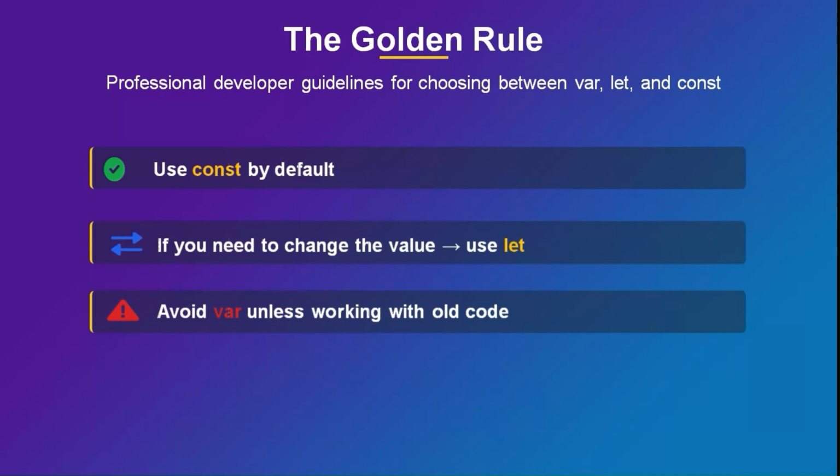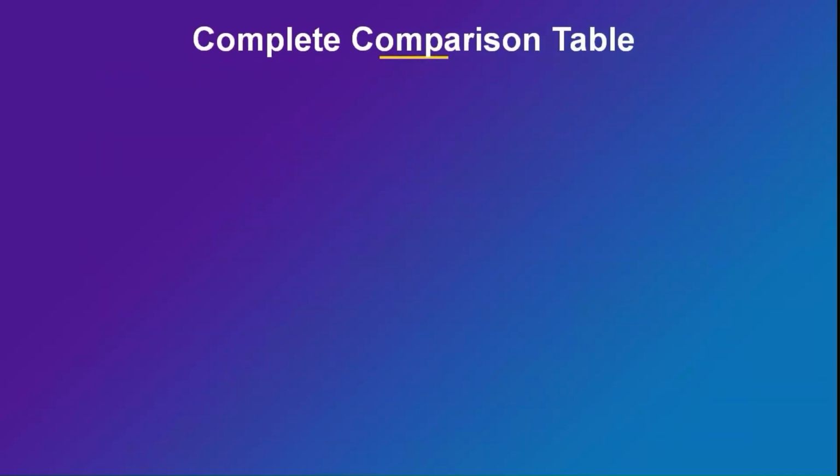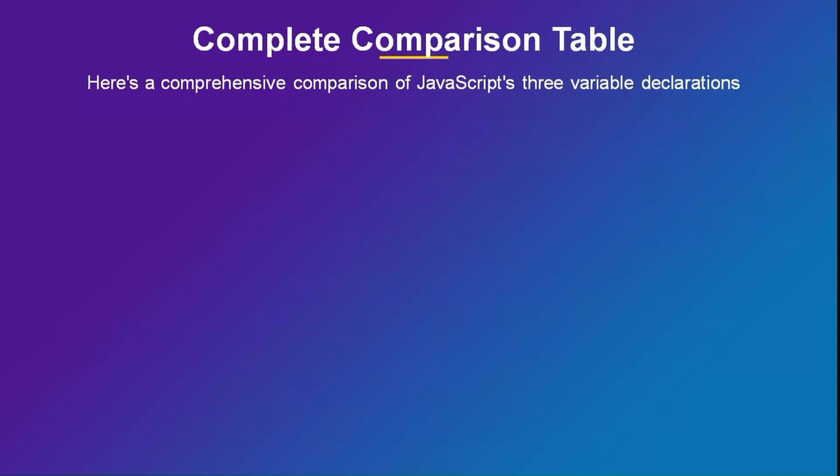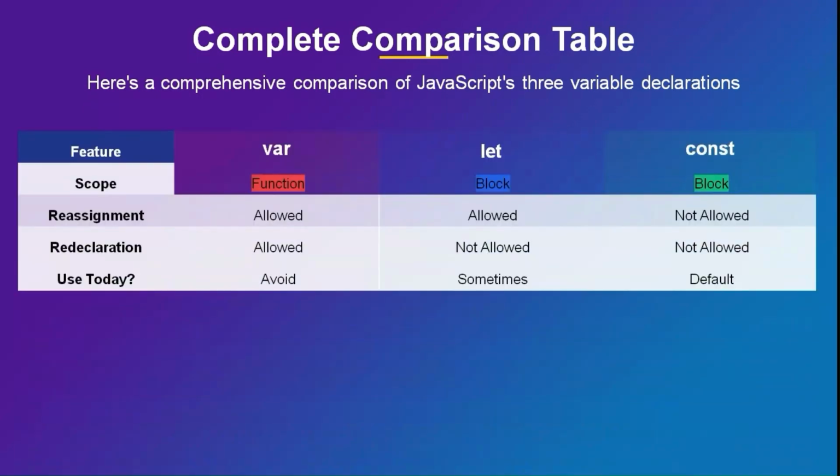This screen is showing a comparison between the three ways to declare a variable: var, let, and const. The scope: var is function scope, let is block scope, const is block scope. Var can be reassigned, let can be reassigned, but const can't be reassigned. Only var can be redeclared, let and const can't be redeclared. For using it today, var, try to avoid it, let, try to use it sometimes, but your default should be const.